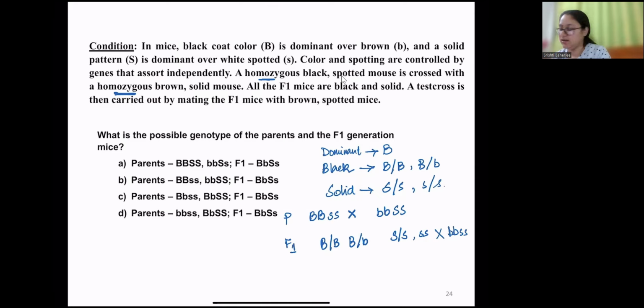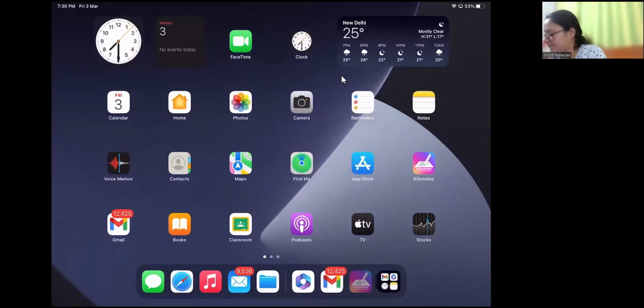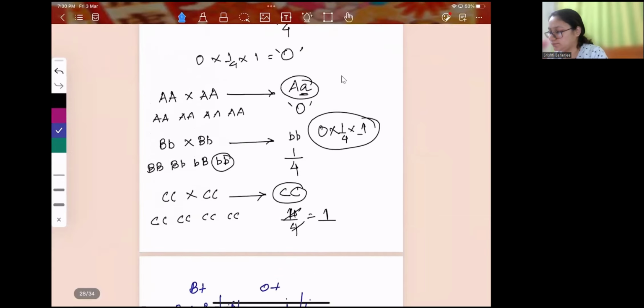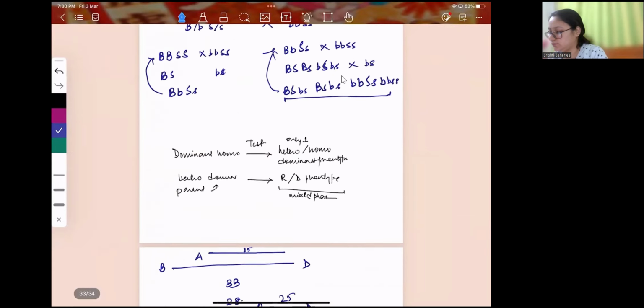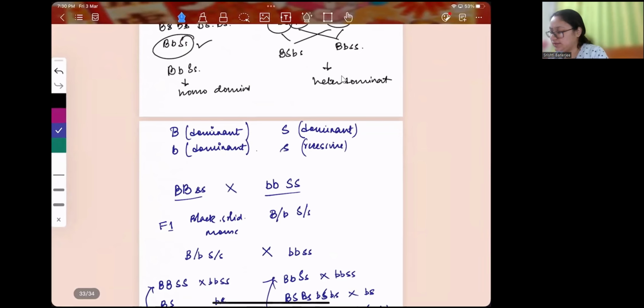Now we need to see what could be the possible genotype of the parents as well as the F1 generation. The genotype of the parents is already given in the question. This and this, if I'm not wrong. And then let's see how F1 will be found out using a back cross, test cross, sorry. Yes, so it is a black and solid. It could be this one, capital B, small b, capital S, small s.